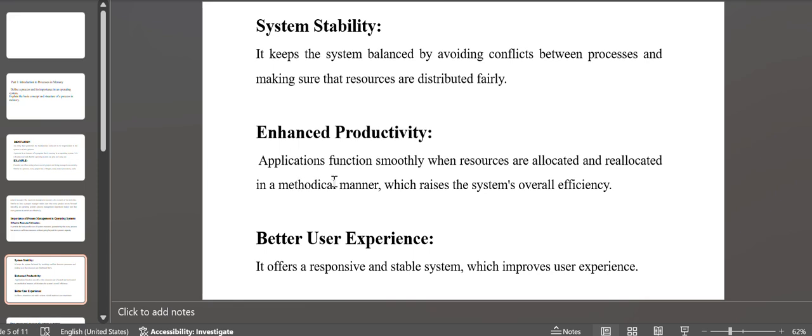Enhanced productivity. Applications function smoothly when the resources are allocated and reallocated in a methodical manner, which raises the system's overall efficiency and gives a better user experience. It offers a responsive and stable system, which improves user experience.